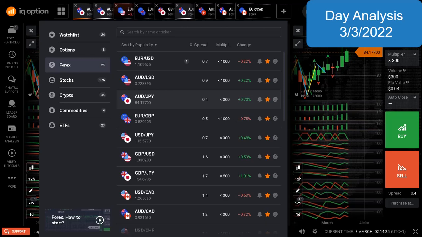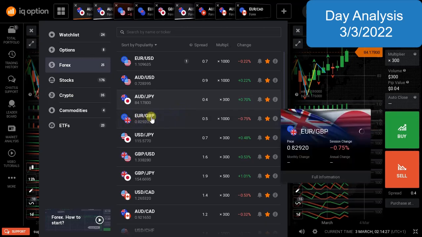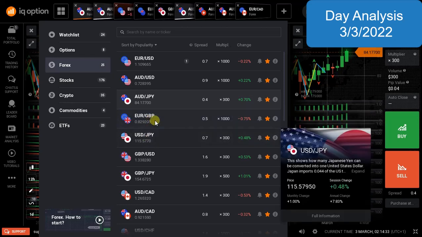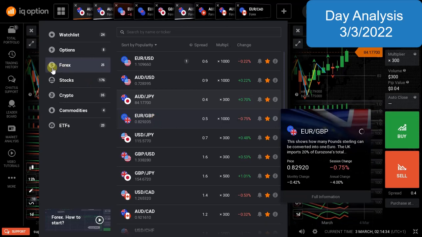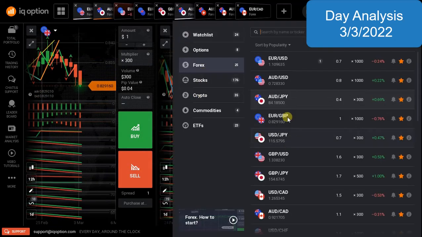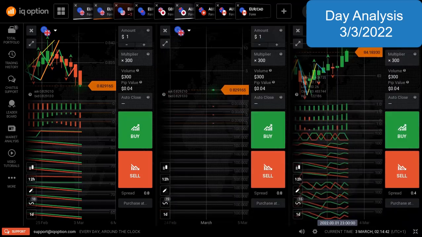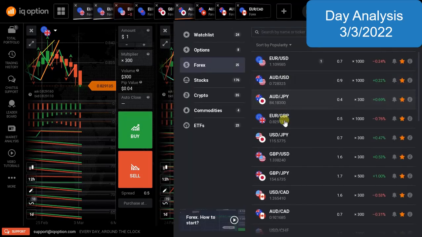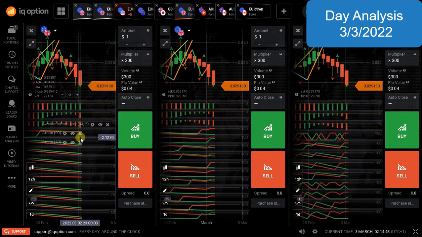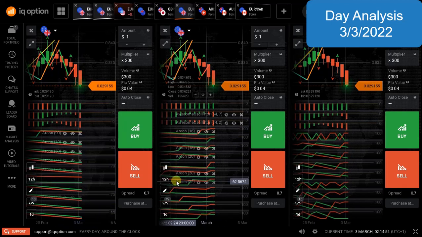Okay, we still have some few minutes, probably 4 minutes. Let's proceed to Euro GBP or USD JAP. Which one should we go for? Euro. Okay, let's go for that one. Okay, so this pair here still has some time to go.